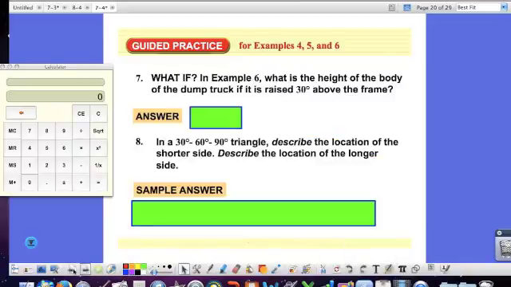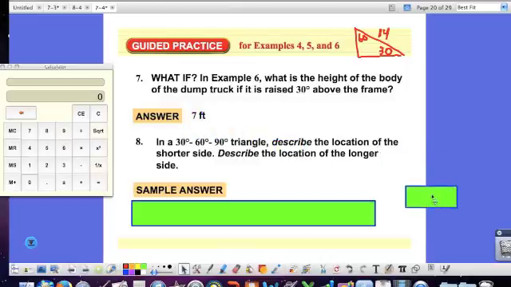What if, in example 6, and that was with our dump truck, the truck was raised 30 feet above the floor. So remember, the hypotenuse was 14, but now this is 60, and this is only 30. So then half of that would be 7 feet.